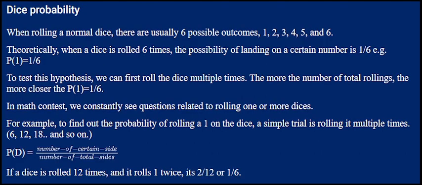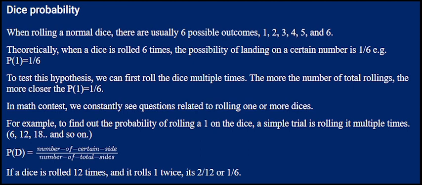Dice probability. When rolling a normal dice, there are usually 6 possible outcomes. 1, 2, 3, 4, 5, and 6. Theoretically, when a dice is rolled 6 times, the possibility of landing on a certain number, for example 1, is 1 over 6. To test this hypothesis, we can first roll the dice multiple times. The more the number of total rolls, the closer we get to the theoretical probability.